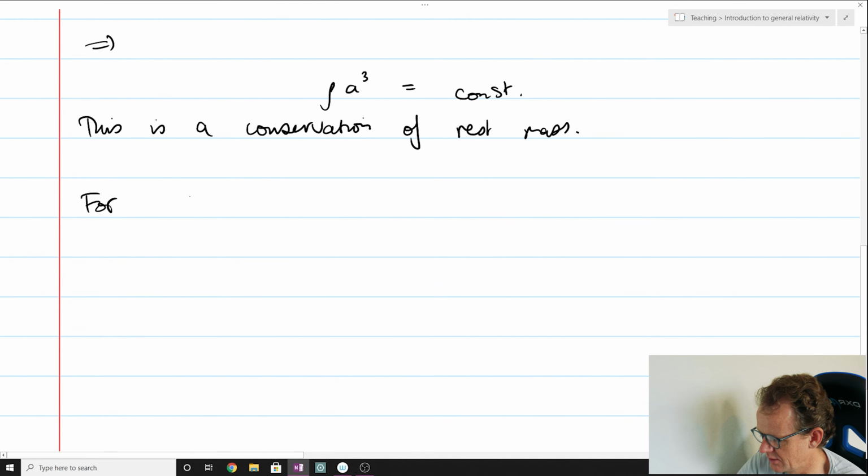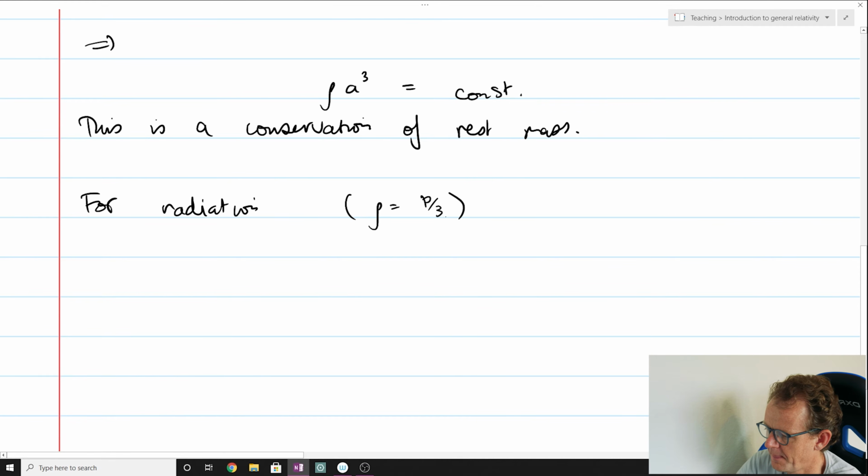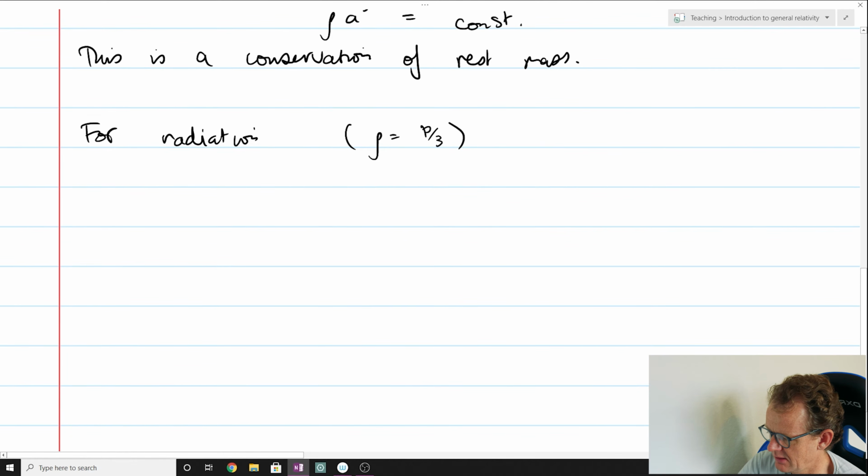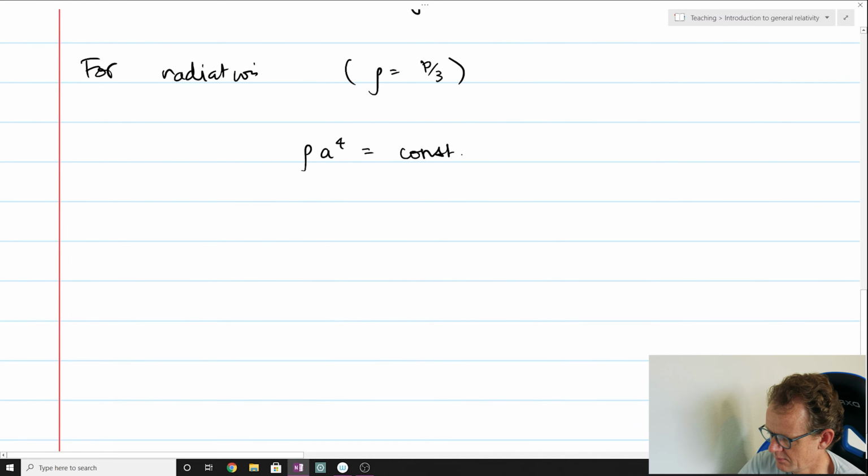Now that's just for the dust-like universe, but there is another scenario that we can contemplate. There are many scenarios to contemplate, but let's consider now the radiation-dominated situation, where rho equals p over 3. And in this case, we find, by a very similar argument, that rho times a to the 4 is a constant. It's just a total derivative argument again.